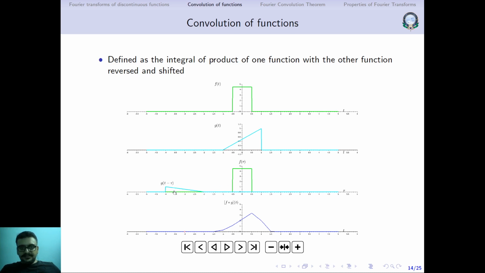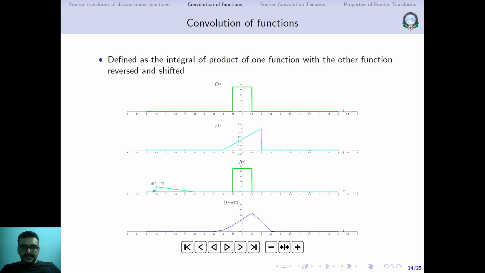Why is this function g looking small here and big here? Because the peak value here is 4.5 and here the peak value is 1. So these two are actually scaled with respect to each other. This is the function g, and I have reversed it and shifted it by a certain amount. Now I find the product of these two.